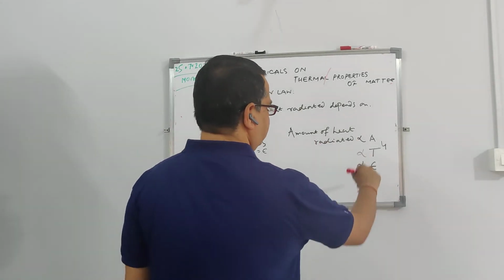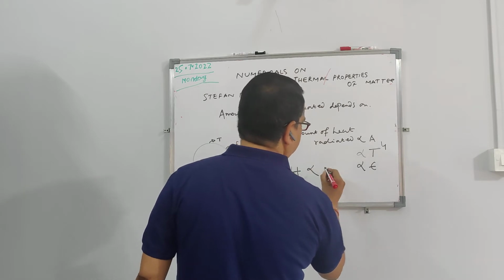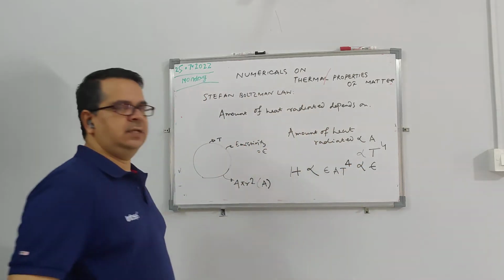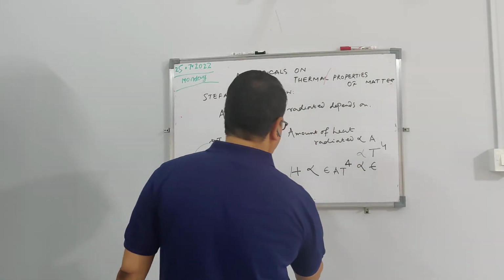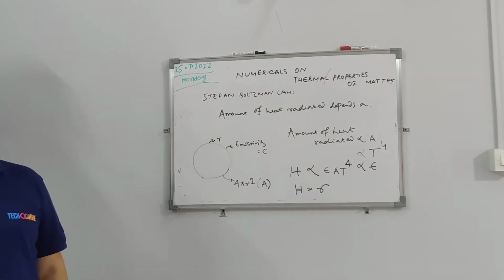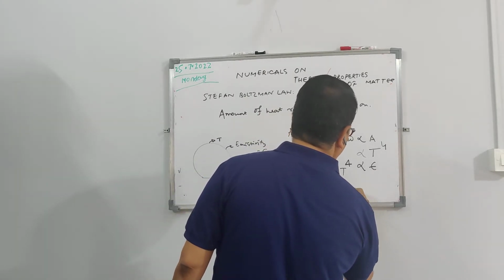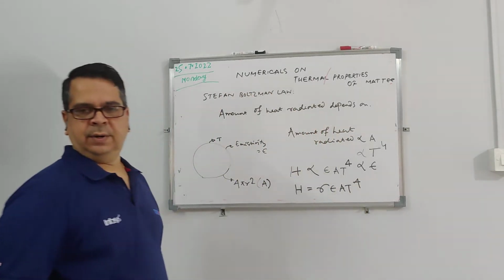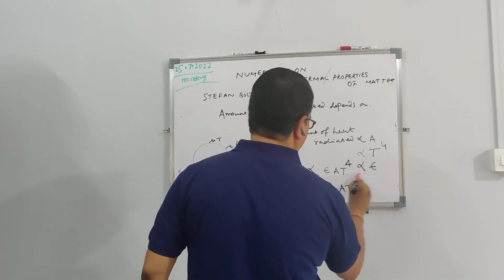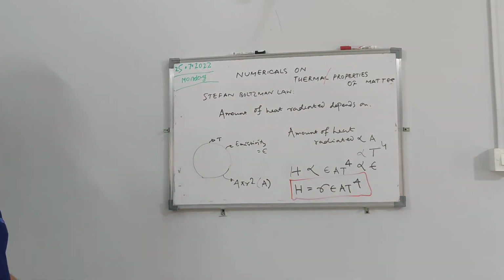Because it is proportional to these three things, you can write H is directly proportional to E A T^4, right? So this is the equation. If you want to put an equal sign, you have to write the proportionality constant, which is sigma, otherwise called the Stefan Boltzmann constant. So H = sigma E A T^4. This is the Stefan Boltzmann equation.